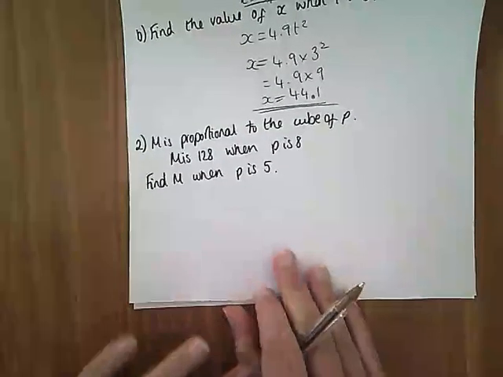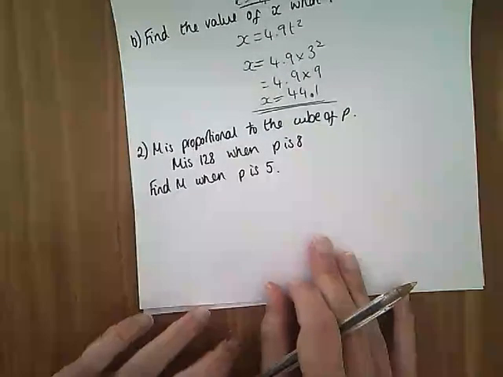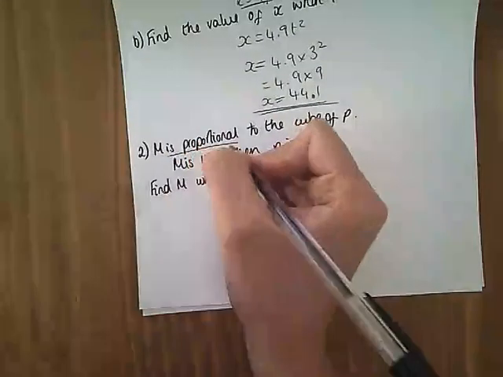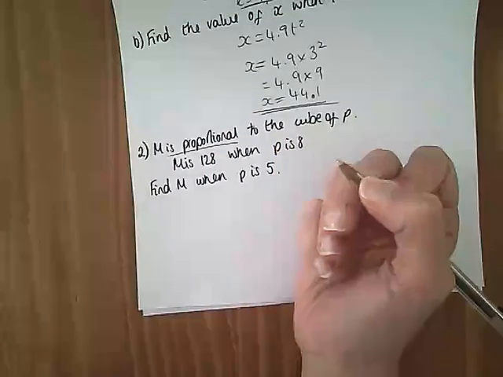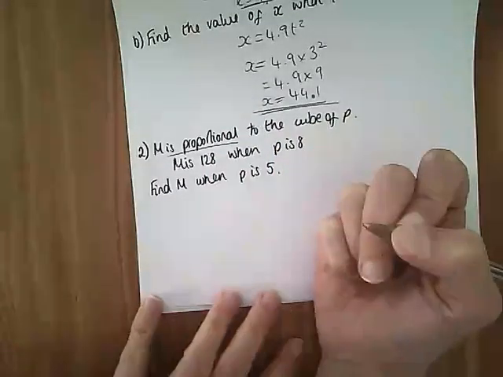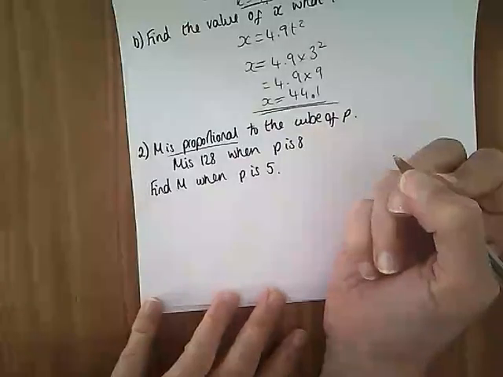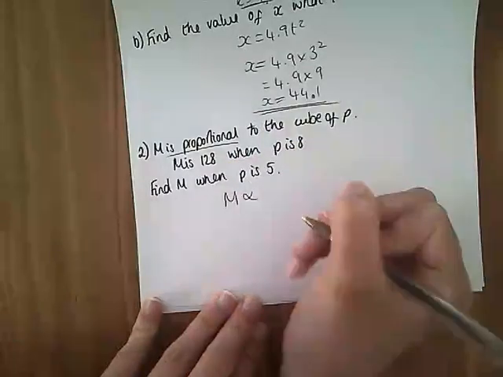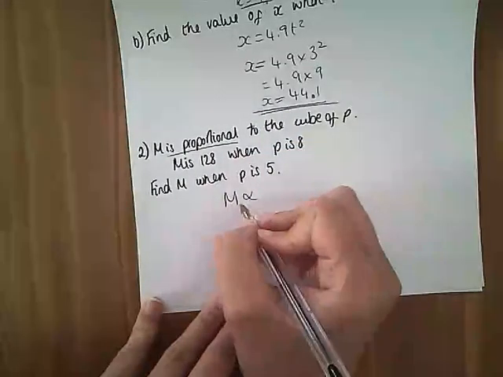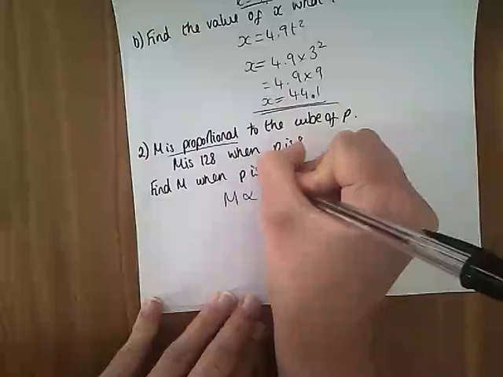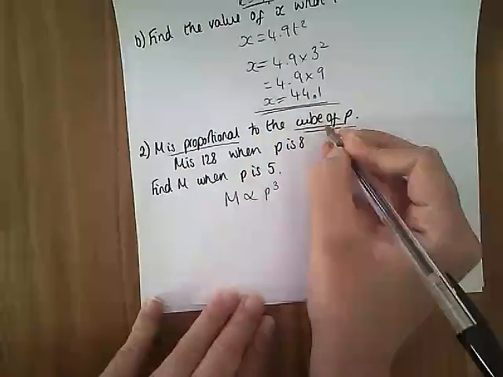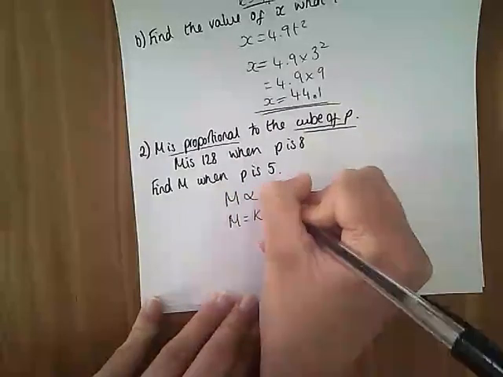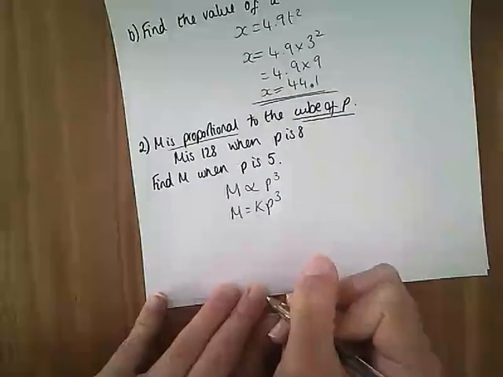Right, question 2. M is proportional to the cube of p. M is proportional to the cube of p. So, if it doesn't say indirect or direct, we assume it is direct. We're going to do indirect in the next video. The proportional sign to directly proportional is a fish. So m is proportional to p cubed, the cube of p, not the cube root of p, the cube of p, p cubed. We replace the fish with an equals k. So m equals k p cubed.